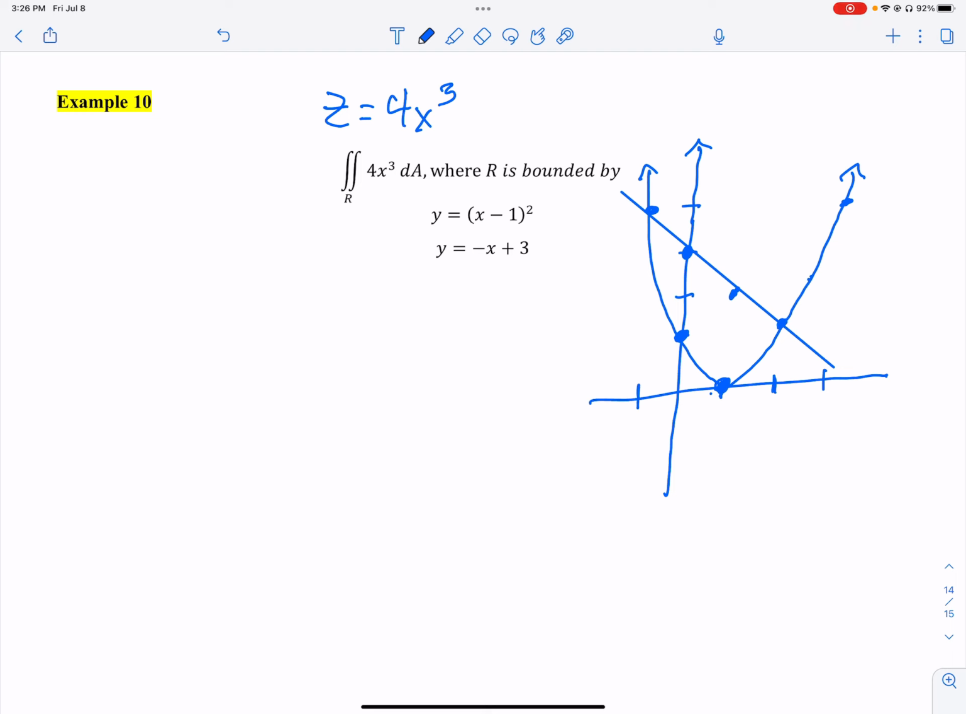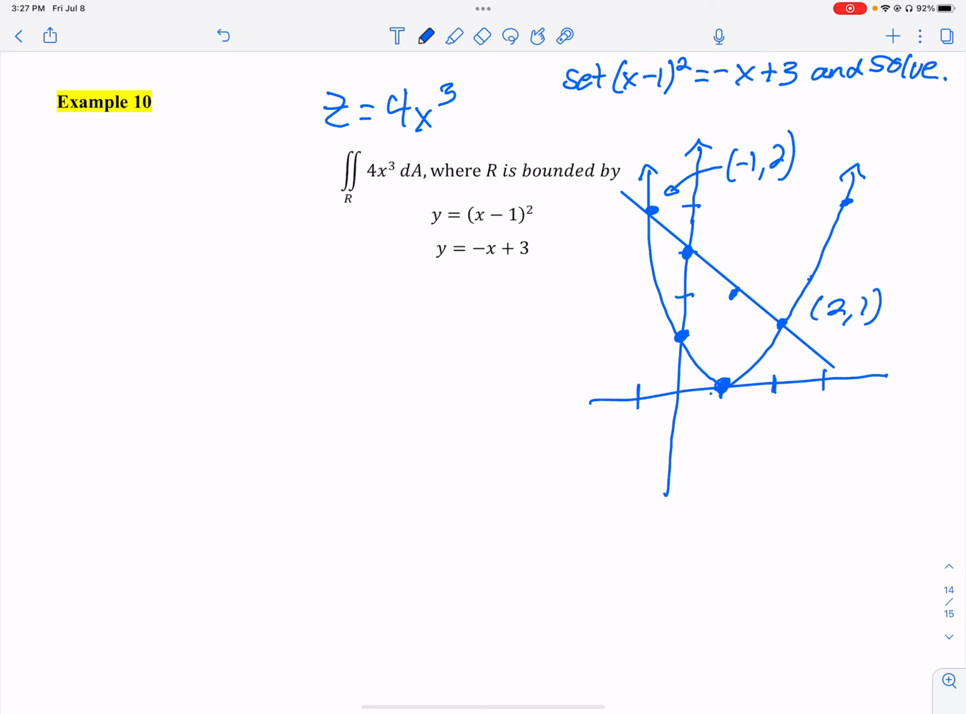We can see the points here where they intercept. This is 2, 1. And this right here is -1, 2. Now, if you couldn't see that and you didn't want to graph it and find the shaded region, which I totally recommend because we're going to do a lot of stuff with these kind of projections, or bounds really, a little later, if you need help finding that point of intersection, you could just set x minus 1 squared equal to negative x plus 3 and solve. So it's a quadratic problem, but you can find those 2 points.